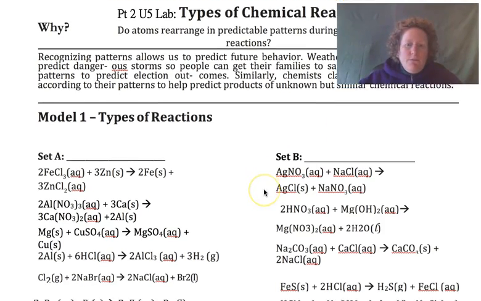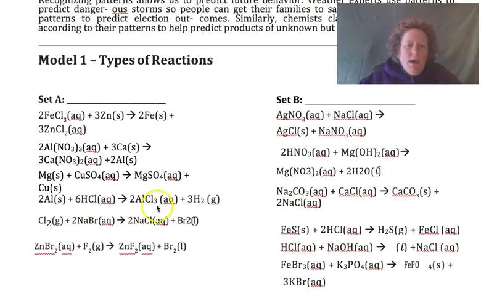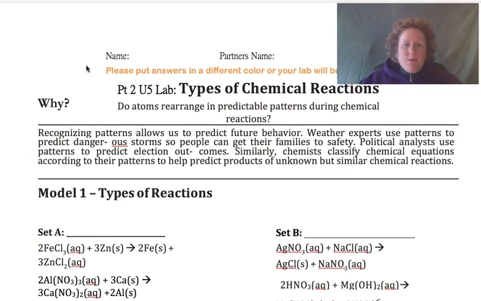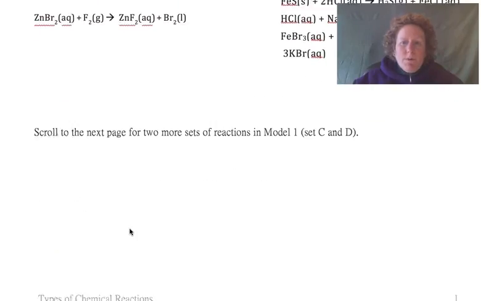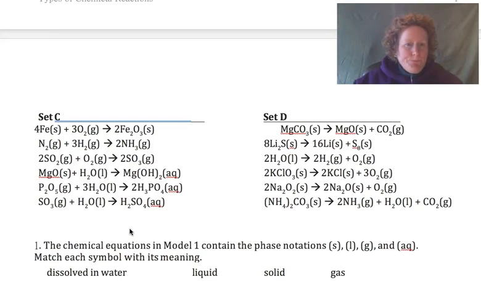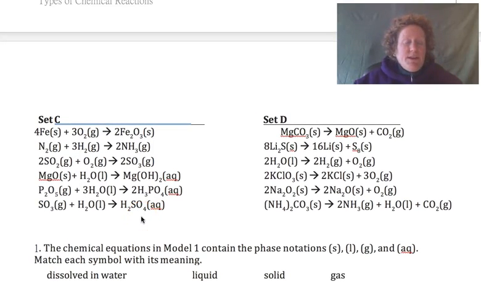Down here we have 4 sets of chemical reactions. And hopefully you're going to notice some similarities between the reactions in each set. These four sets, A, B, C, and D, are called a model. And in this type of lab, which is called a POGIL, which stands for Process-Oriented Guided Inquiry Learning, models are important. They're the data you analyze to make predictions or come to conclusions.